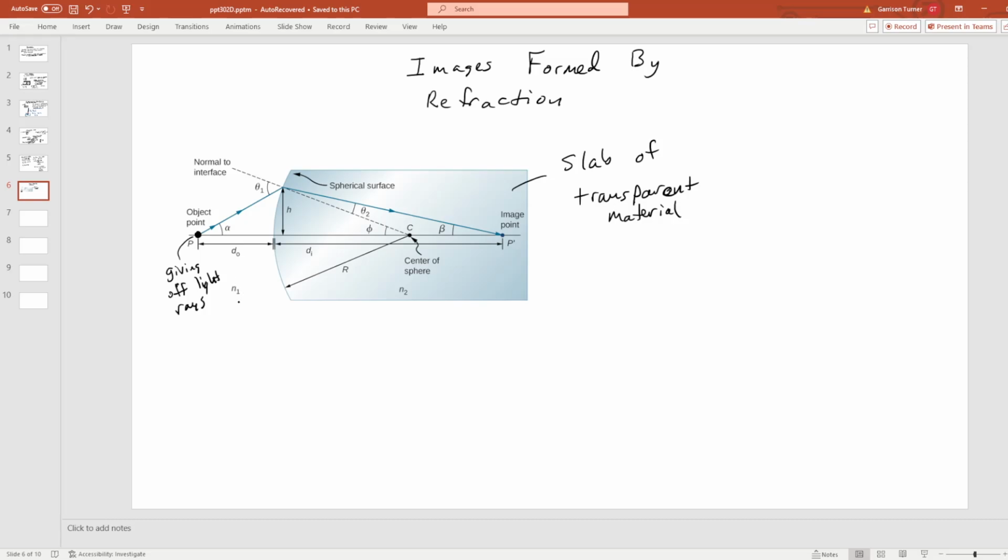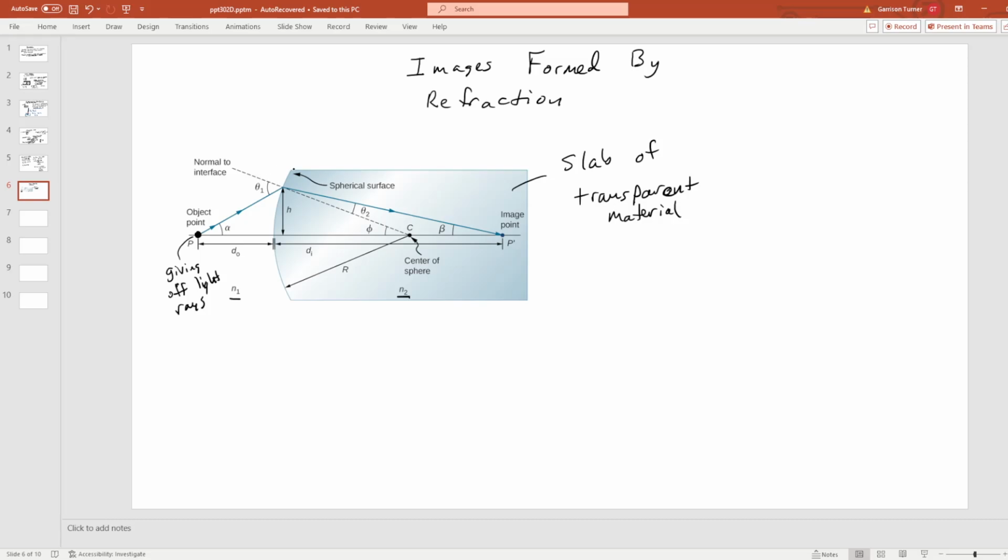Okay. And our object happens to be in a medium of index of refraction N1. And our slab of material is in index of refraction N2. Now, typically N1 will be air, but it doesn't have to be, okay? So note that. And so the whole idea here is to derive a relationship for, if we know what the two indices of refraction are, can we say something about where our image is going to be if we know the object distance from the lens?